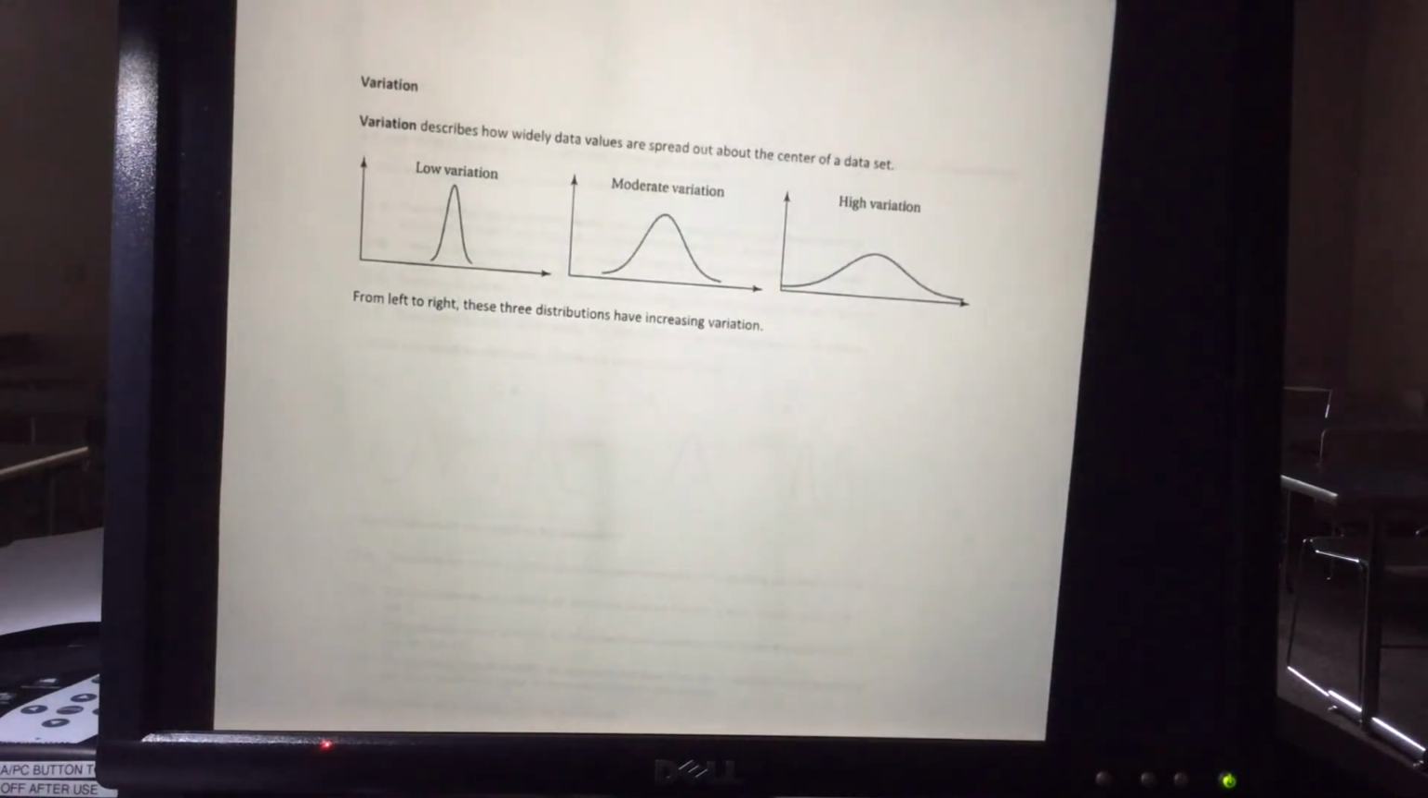Okay. So as you can see from left to right, these three distributions have increasing variations. That means the data values are spread out more and more and more.